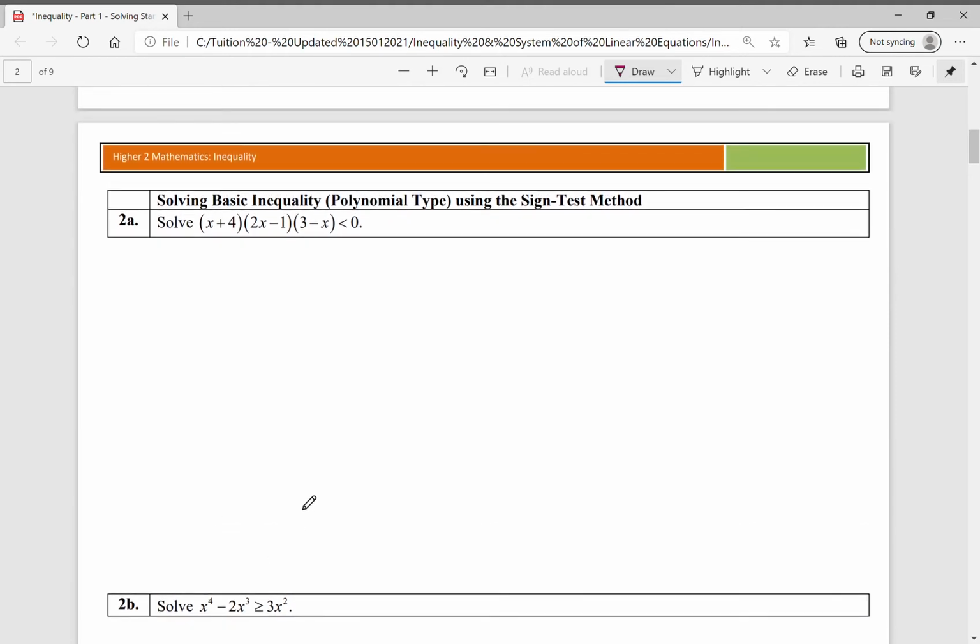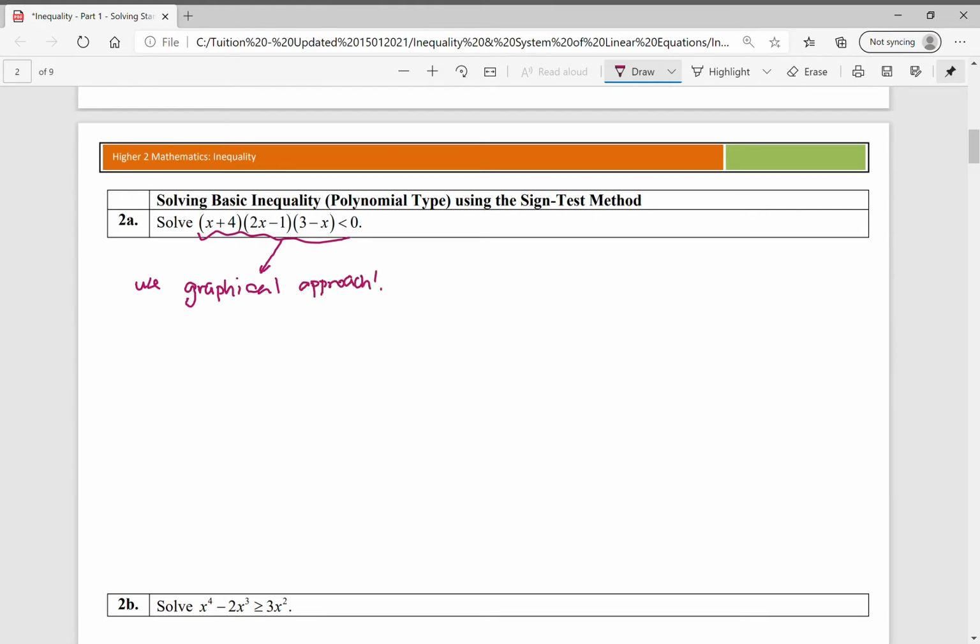Now, for solving of cubic, let's start off with question 2a first. For solving of cubic inequality, there are a couple of ways. Definitely your school will teach you, I believe, at least two ways. For today, I'm just going to stick to one method which I find very easy to use. For this one, we have a cubic polynomial. One possible way to solve for it is the graphical approach, just like how we solved our quadratic inequality in the first part of the video.